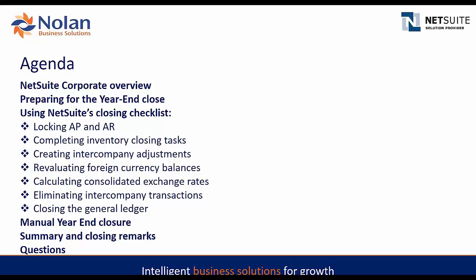Then we will learn how to navigate the NetSuite closing checklist, and we will learn how to log accounts payable, accounts receivable, and general ledger. We will be working on completing the inventory closing tasks, as well as creating intercompany adjustments, evaluating foreign currency balances, calculating consolidated exchange rates, and eliminating intercompany transactions. Finally, we will close the general ledger. We will have a couple of words about the automatic and manual year-end closure procedures. Then we will finish with a summary and closing remarks. At the end, you'll have some options to ask questions or send them later to our email address. We'll be happy to answer them.